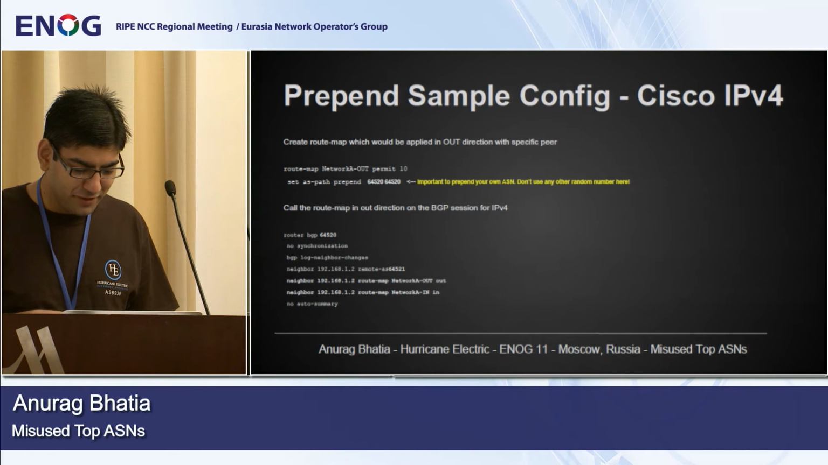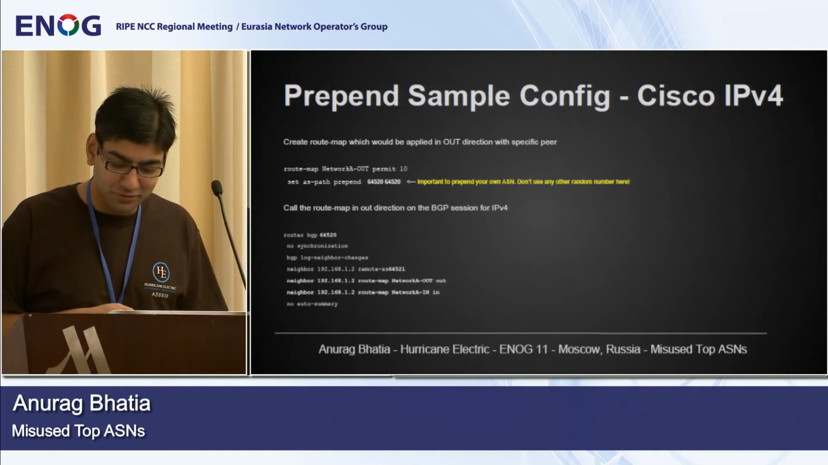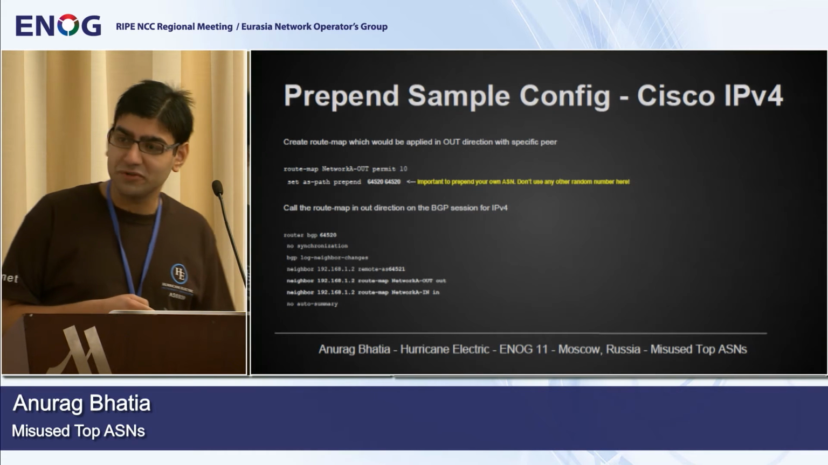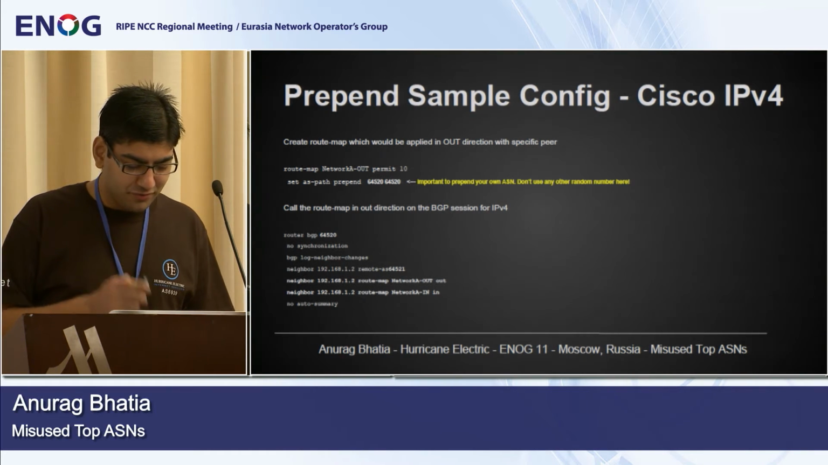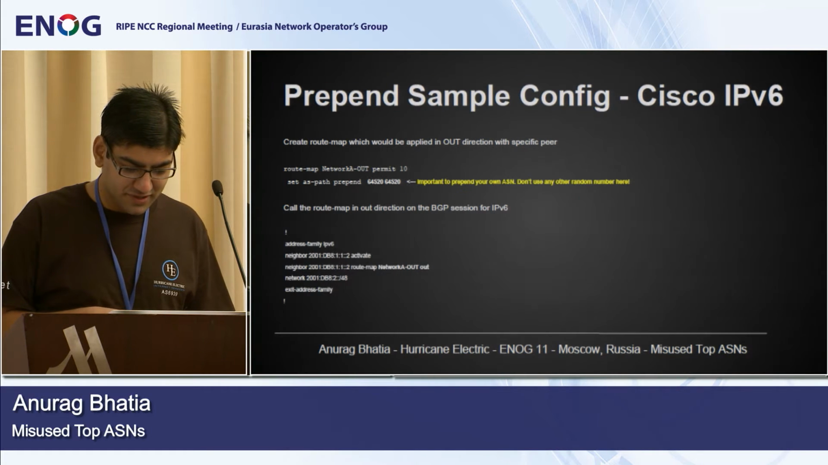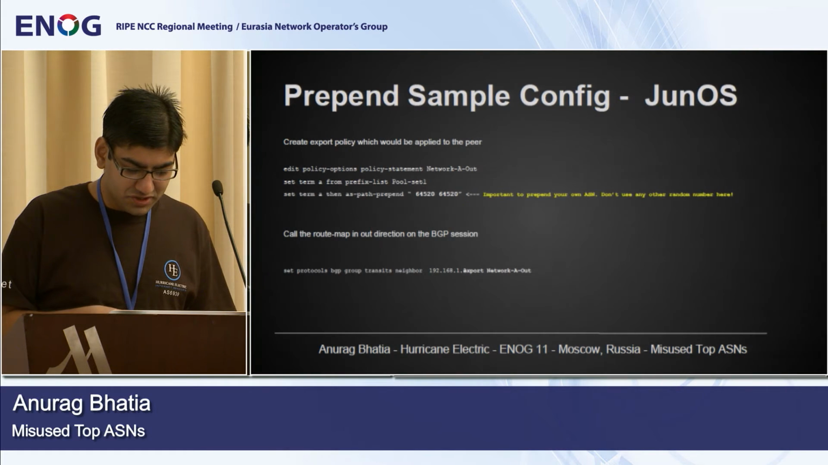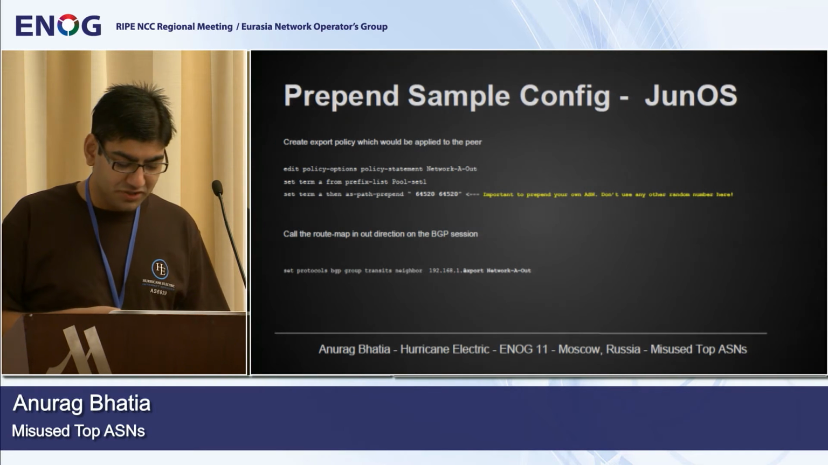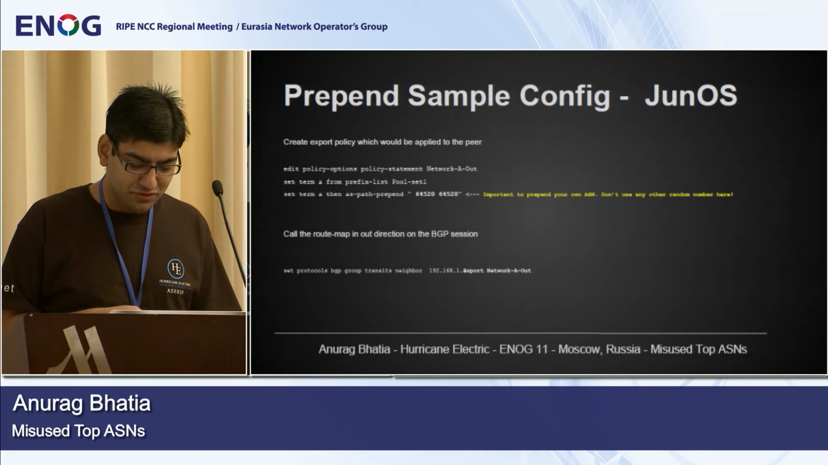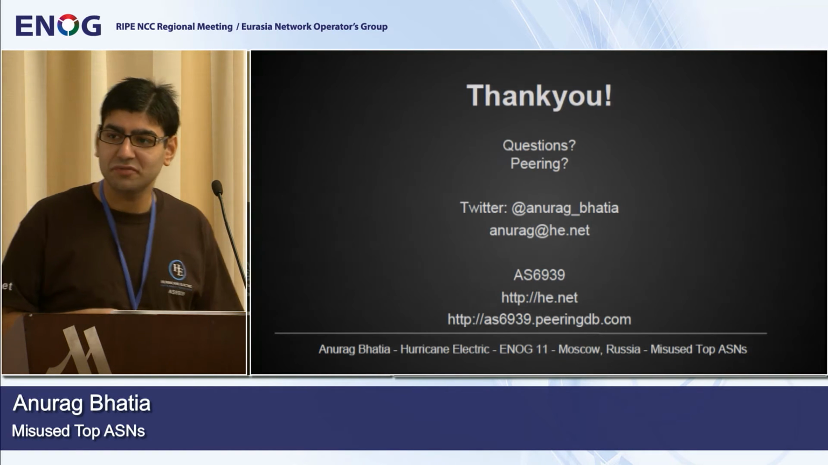Well, sample config. I don't think it would be much relevant over here. It's a slightly old presentation, but just as it says in the route map, just use your own ASN. Don't use anyone else's ASN. Similar thing in case of V6, and in JunOS, in the export policy, just use your own ASNs. Don't type anyone else's. That's it.